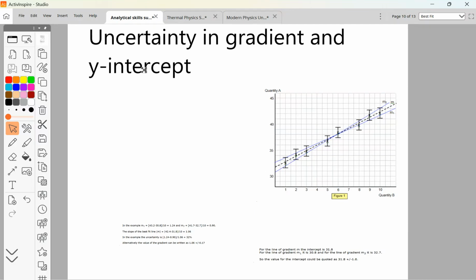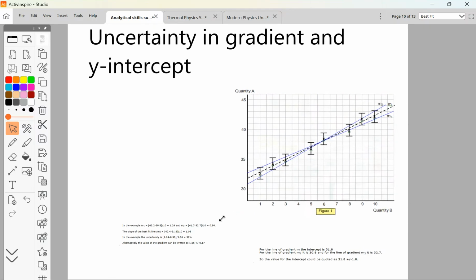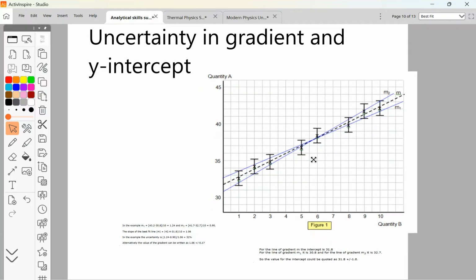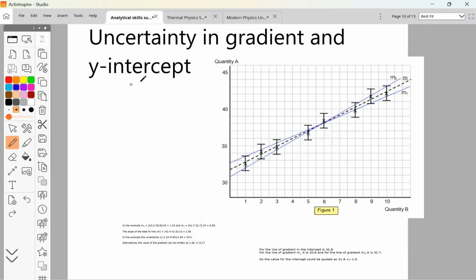I just wanted to use one, and I think this is the one that is actually in your notes that you have. But for the gradient and the y-intercept, once you have your gradient and your y-intercept, so now you've drawn them perfectly. Look, that one is a little bit on the brink, and that one is a little bit on the brink of touching the sidebars, but they are still touching the actual error bars. Make sure that it does.